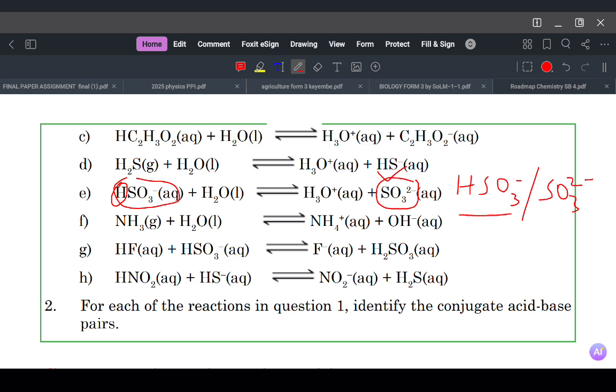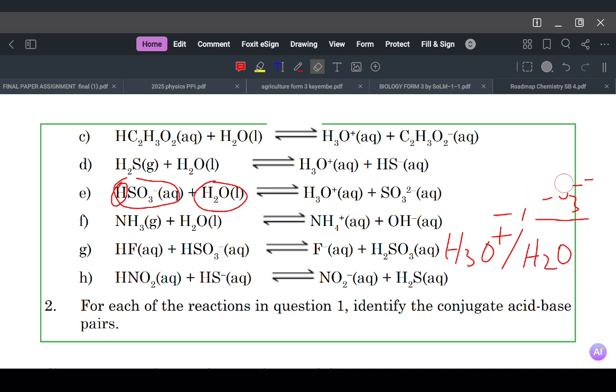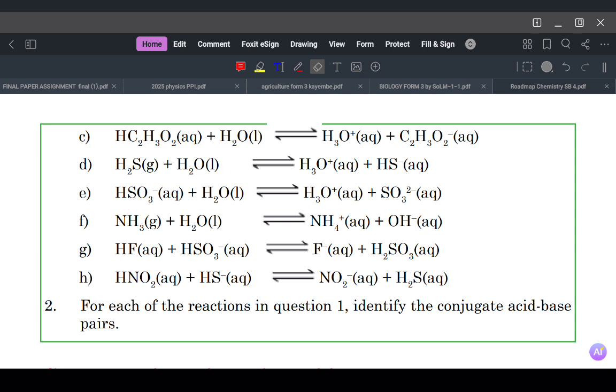Look at the way we are writing this. We start with the one that has the most number of hydrogen, and then the one with fewer hydrogen atoms is written second. This is our acid, and this is our base. So we shall have H3O+ stroke H2O. So these are the conjugate acid-base pairs. Make sure you go through these quite a number of times so that you master the technique.